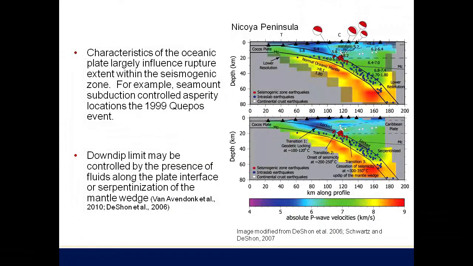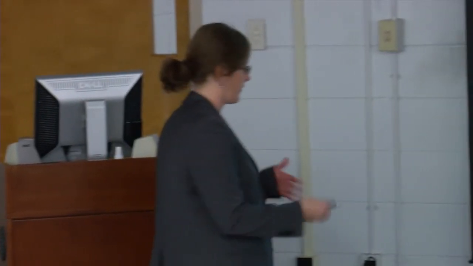Now focusing in on the subduction megathrust fault, here's the trench. Now we're just looking in Nicaragua. These two images are the same. This is absolute P-wave velocity. We've seen that the characteristics of the oceanic plate are also influencing the rupture extent in the subduction zone. In other words, when we're subducting seamounts and kind of broken up oceanic crust like that, we don't get as big of earthquakes as where we are subducting smoother lithosphere or crust.